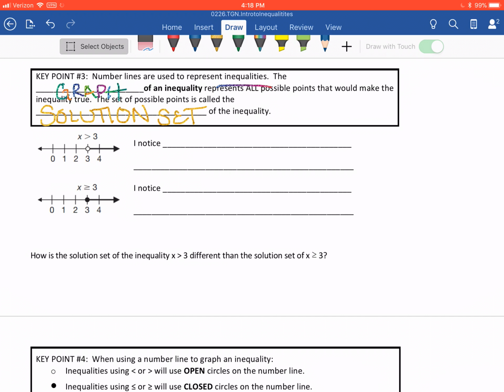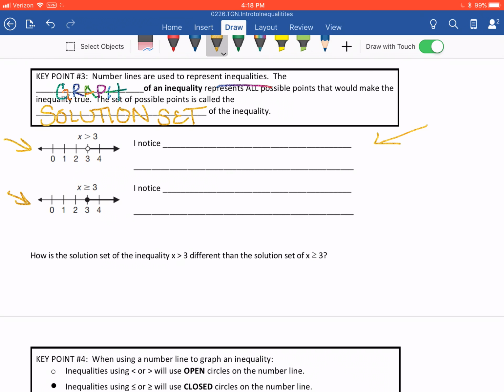Go ahead and take a look at these 2, graphs of inequalities, and write down 2 things that you notice right there. Go ahead and pause the video and write down 2 things you notice about those 2 graphs.